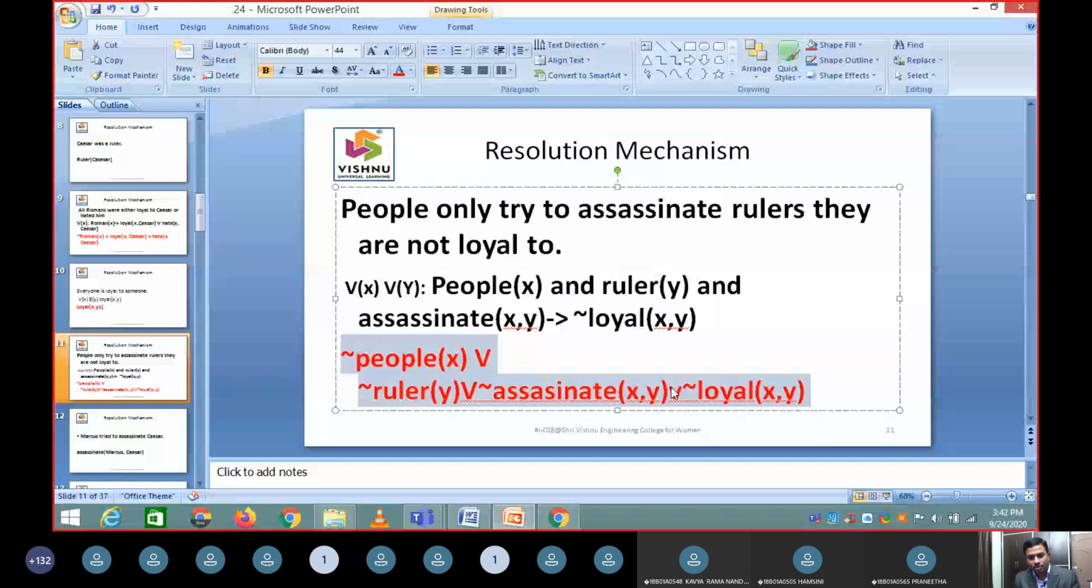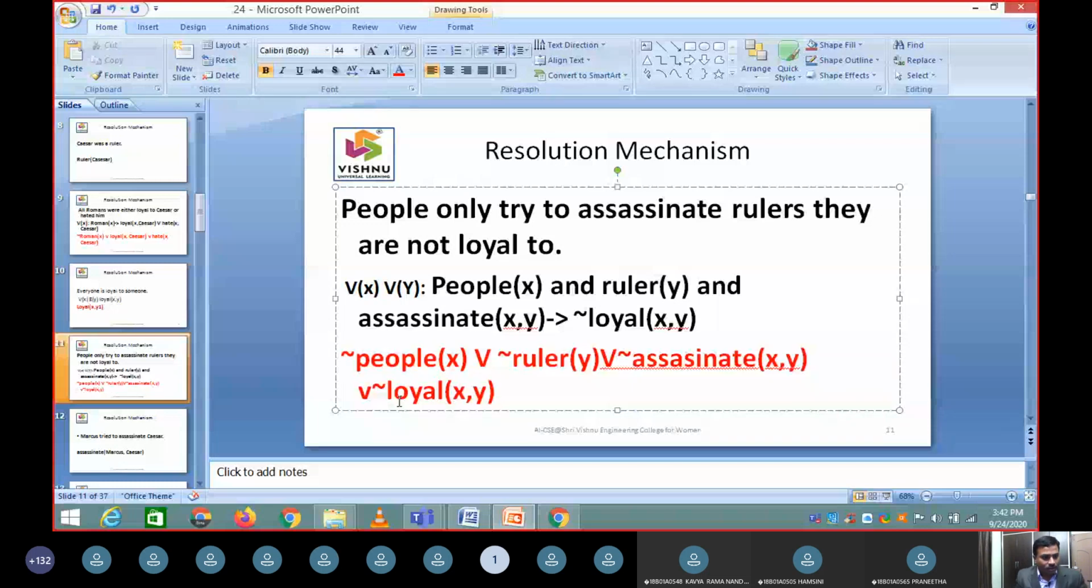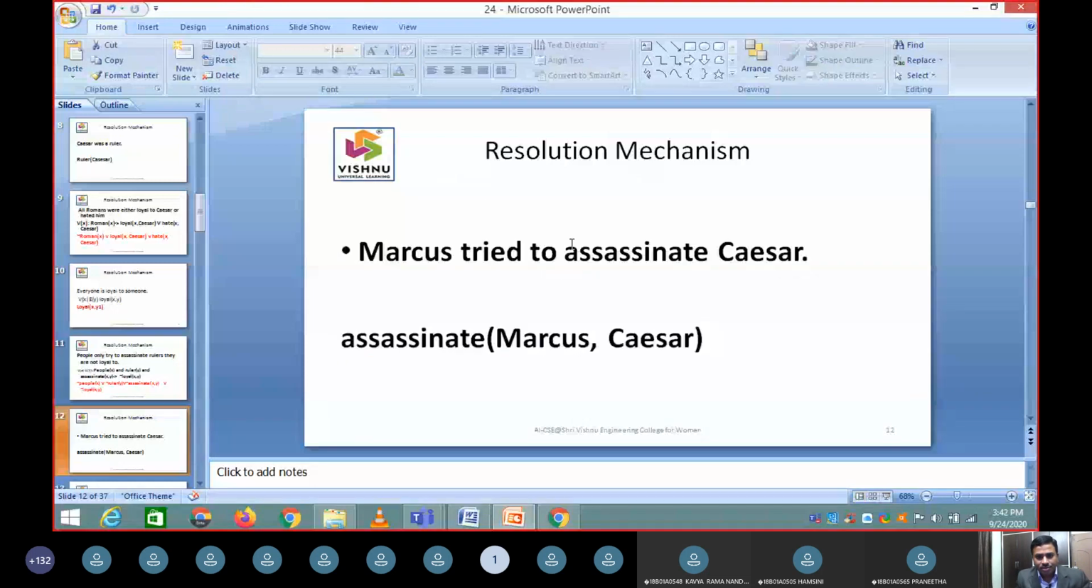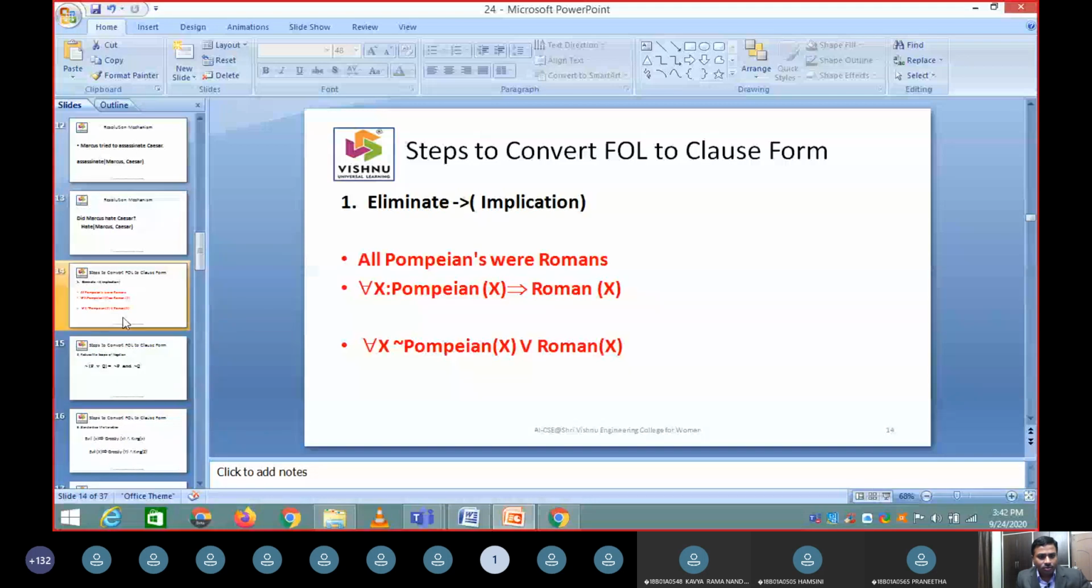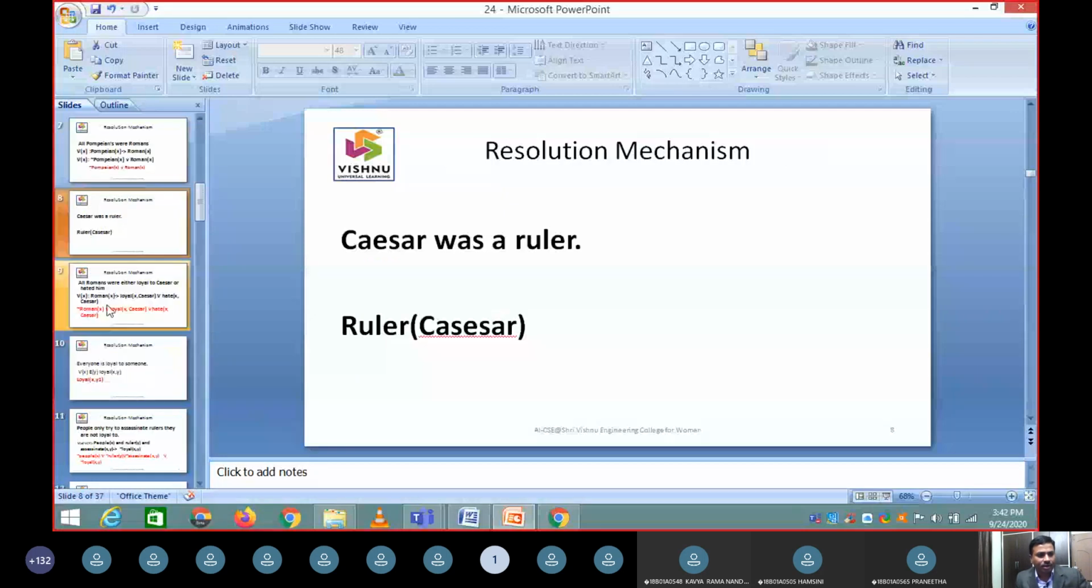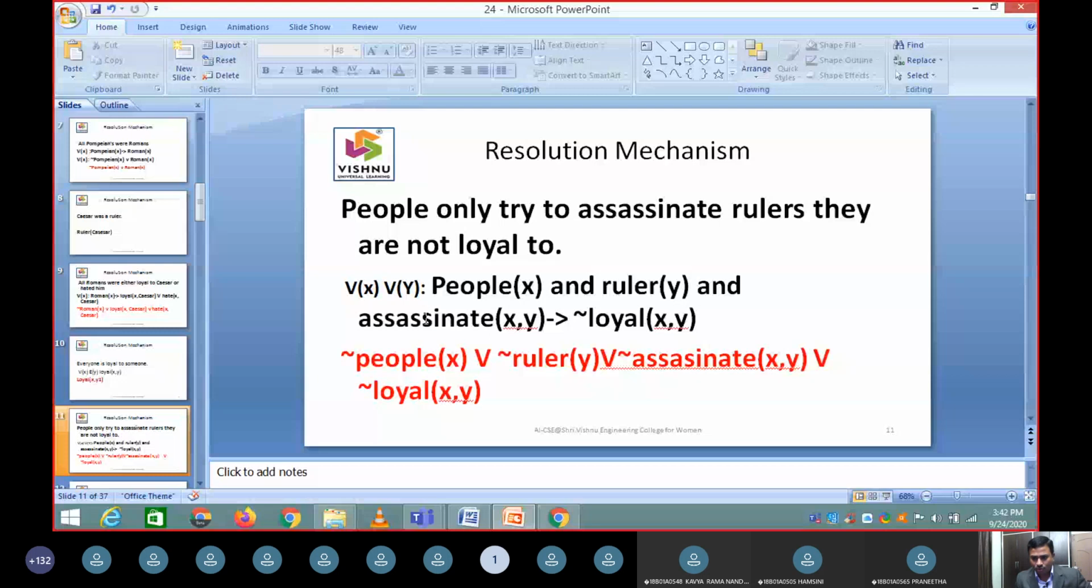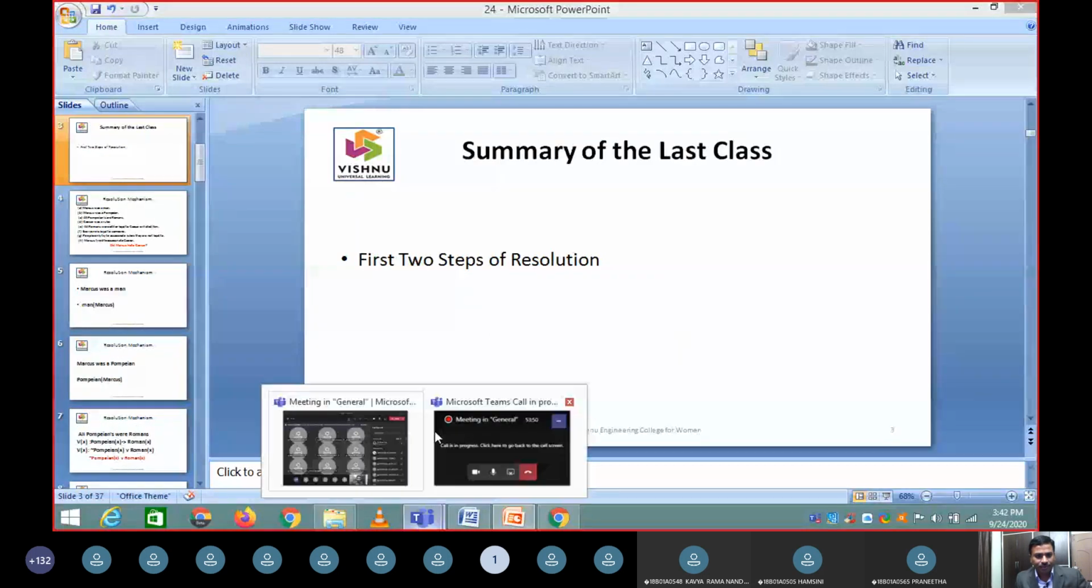You can apply this resolution algorithm only to these clause forms. That is the reason we are doing this. Marcus tried to assassinate Caesar. There is no particular operator that was used; these are all instances, so obviously this is in clause form. Hate of Marcus and Caesar. So all these are clause forms now. Whatever we have written, we have converted all the statements into clause forms. Then we try to apply the resolution algorithm for this. We'll do this tomorrow, because it has already crossed 3:40.